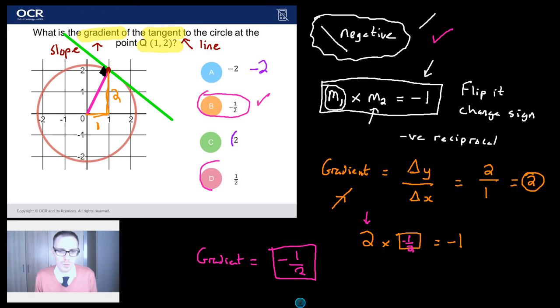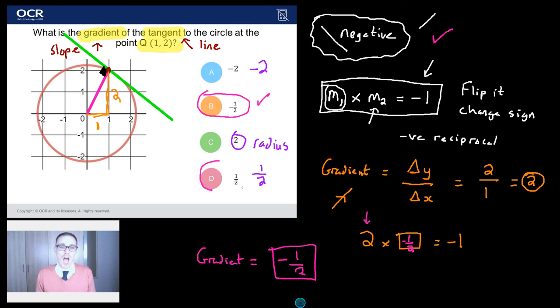What about 2? Well, 2 is your gradient of your radius. So I reckon they've got that if they've actually worked out the gradient of the radius, not the tangent. And 1/2? Well, half's unlucky. I reckon you've worked out your gradient of your radius and you've done the reciprocal. So you've worked out 2, so you've done the reciprocal, which is 1/2, but you've forgotten the sign. You've forgotten which way it's sloping.